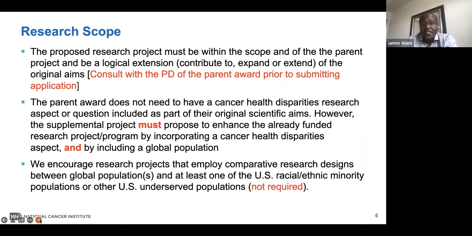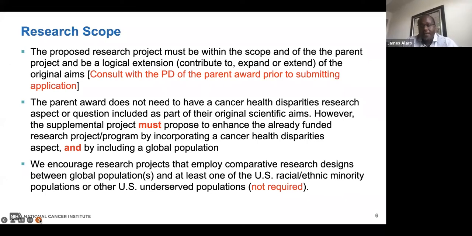Importantly, the parent award does not need to have a cancer health disparities research, but there are two requirements that we have for this supplement. The supplement itself has to have a health disparity aspect and must also incorporate a global population. And when we talk about global population, it could be global data, maybe that is already collected. It could be global samples that you have, or it could actually be a global population, you're collecting new samples and all that. So we allow that to happen.